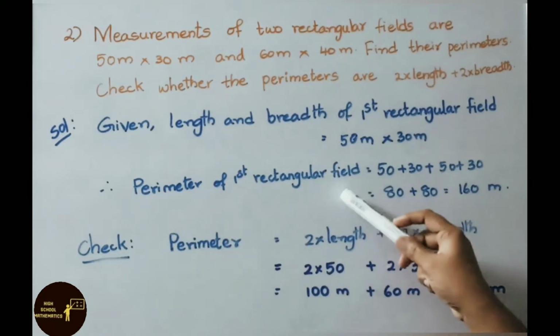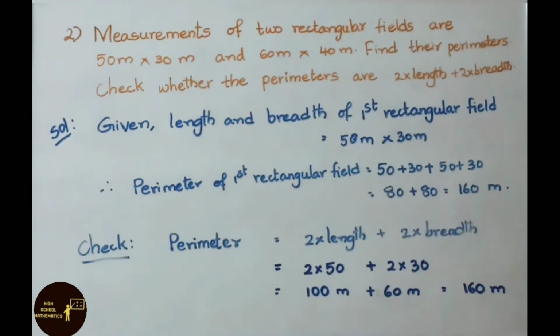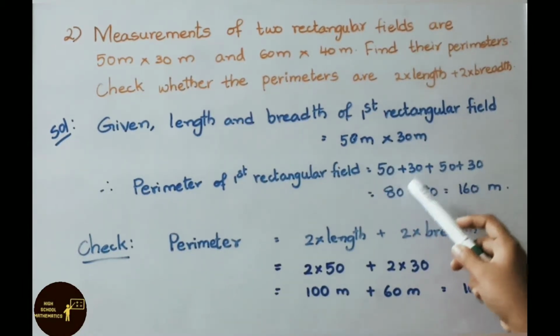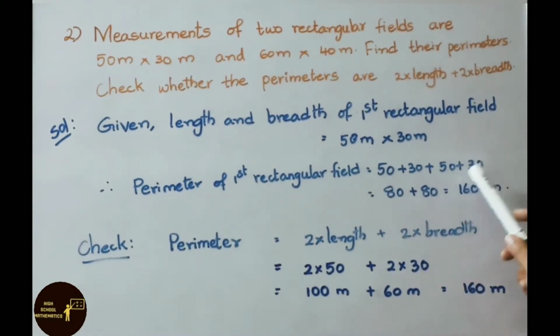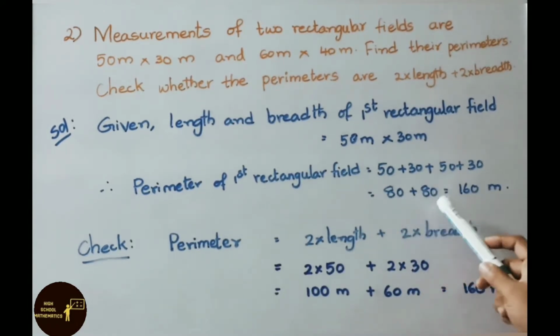Therefore, perimeter of first rectangular field is sum of its four sides, that is 50 plus 30, 50 plus 30. 50 plus 30 means 80. 50 plus 30 means again 80. 80 plus 80 is 160 meters.